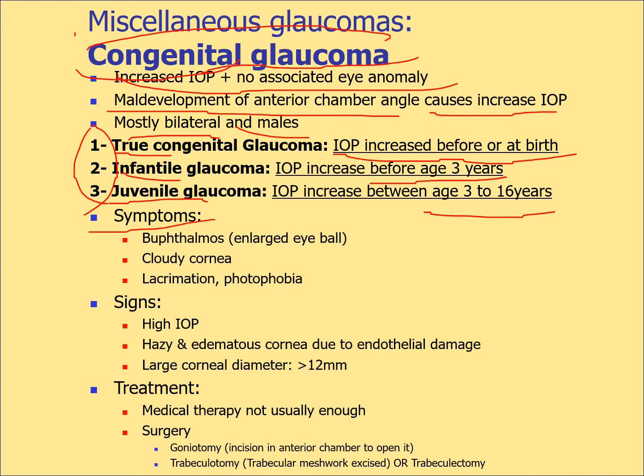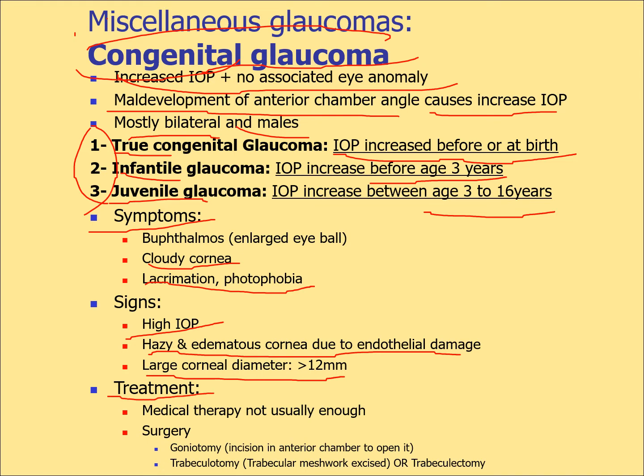Symptoms of the glaucoma are ophthalmos, which means enlarged eyeball, cloudy cornea because of the increased pressure in the anterior chamber, and lacrimation and photophobia so severe that the child cannot open the eyes. The signs are increased intraocular pressure, hazy and edematous cornea due to endothelial damage, and large corneal diameter because of the increased pressure, usually more than 12 mm.